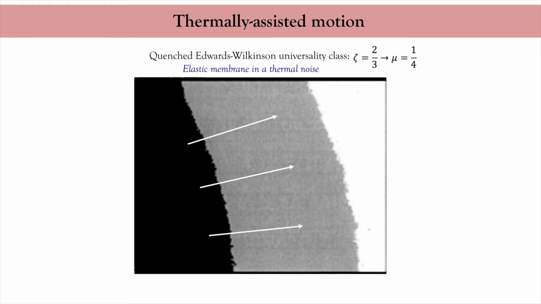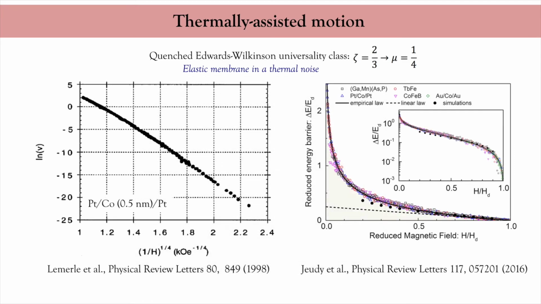This law can be verified experimentally by tracking the relationship between the velocity and the external field of magnetic domain walls in ultra-thin perpendicularly magnetized films, such as platinum cobalt platinum. This picture is a magneto-optical Kerr image of such a motion. The two plots here report experimental data. The left one is taken from the seminal work of Lemaire and co-workers, where they record the velocity as a function of the external field over several orders of magnitude.